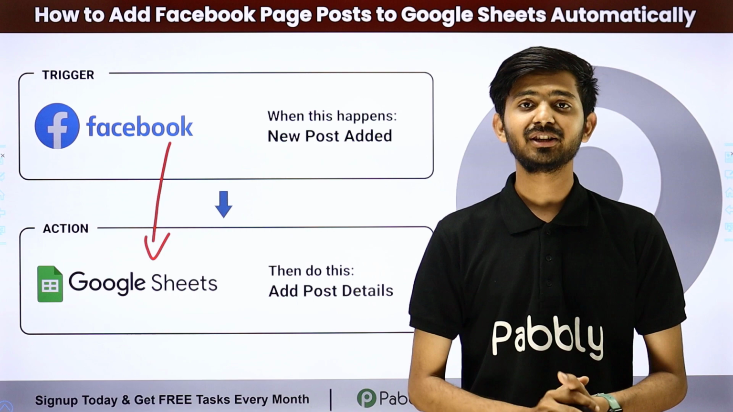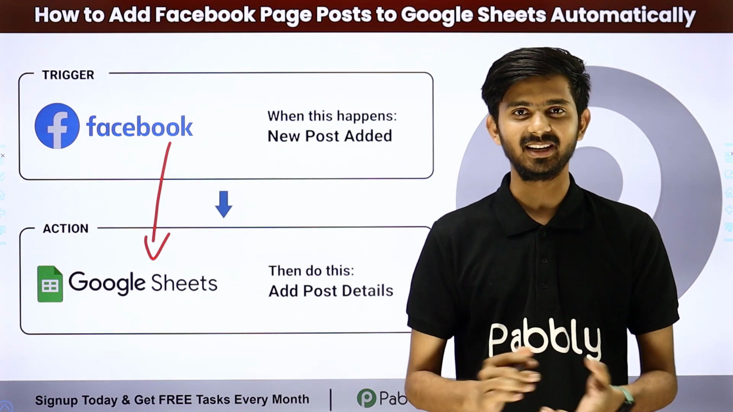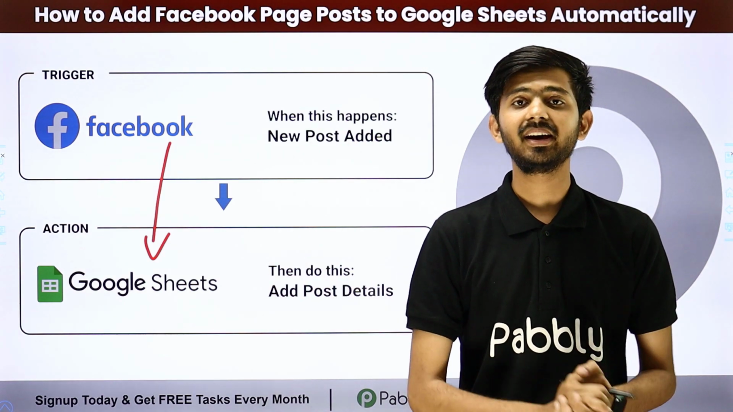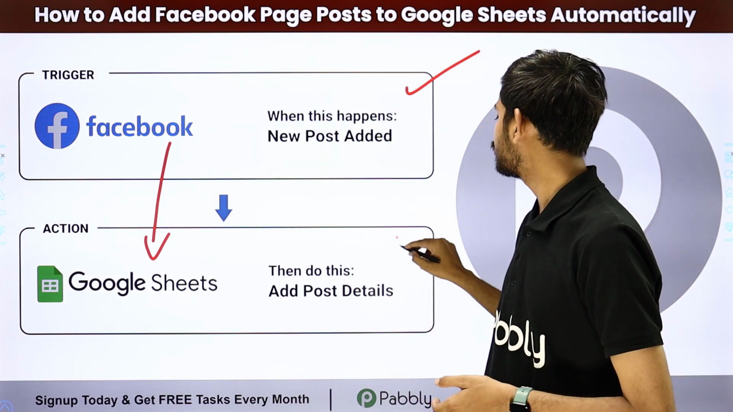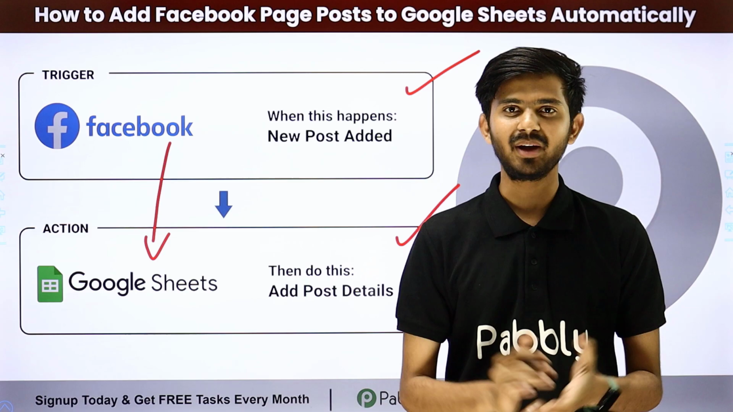For building this connection, I'm going to use Pabbly Connect, which is an amazing software for automation and integration. In Pabbly Connect, I have to use a trigger and an action. In the trigger application, I'm going to use Facebook page. In the action application, I'm going to use Google Sheets. So how am I going to build this connection? For that, let me take you to my computer screen.